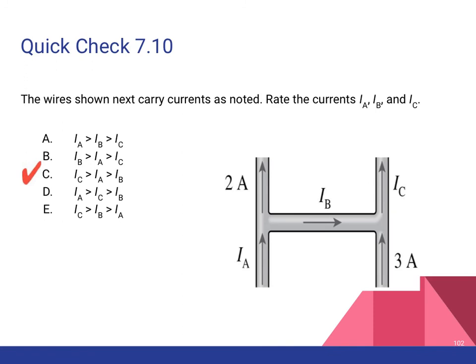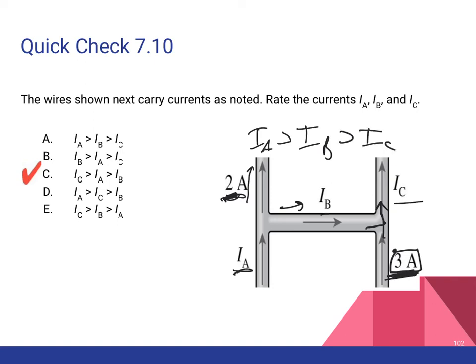So here's a little quick check. There's a kind of confusing picture here, right? But I have current A, current B, and current C. Let's look at current A. Current A splits into 2 amps and into something else, current B, which means that current B has to be less than current A. And we know that 3 amps of current join B right here to make current C. So current C has to be larger than current B, since 2 amps left and 3 amps are joining it. That's what we see over here.